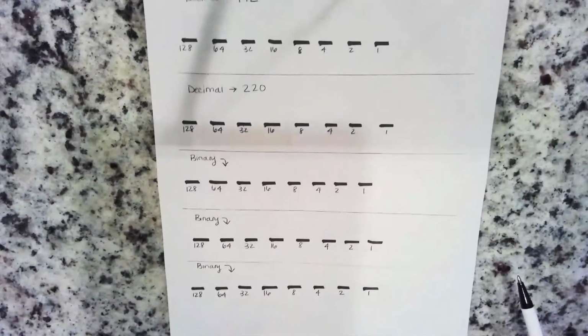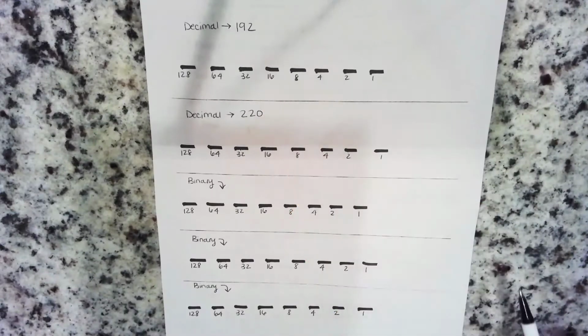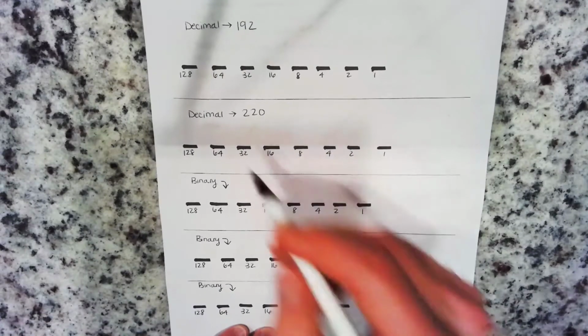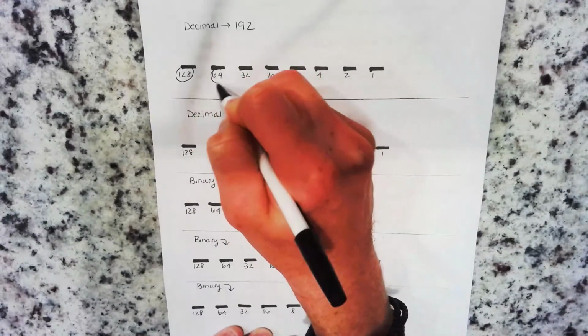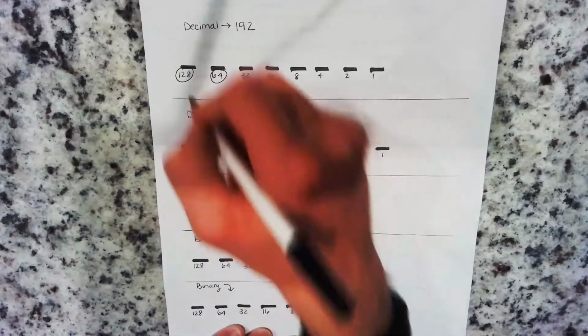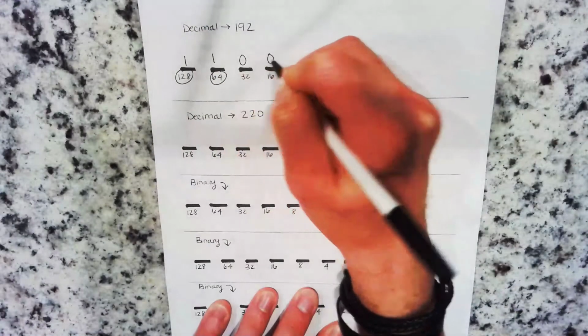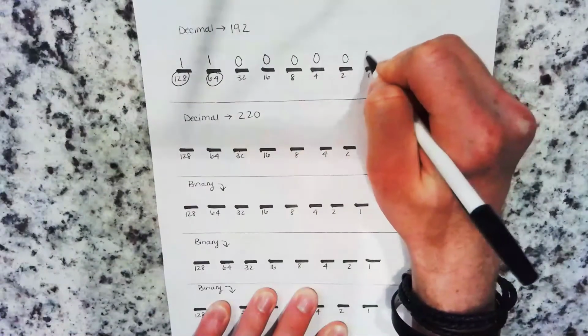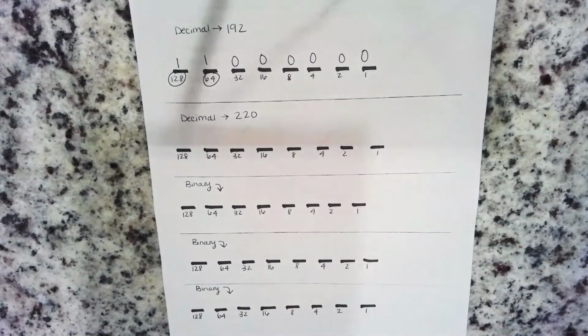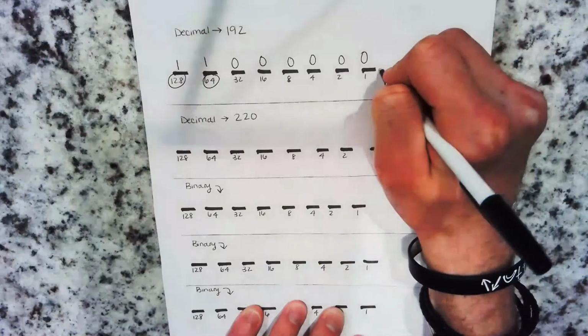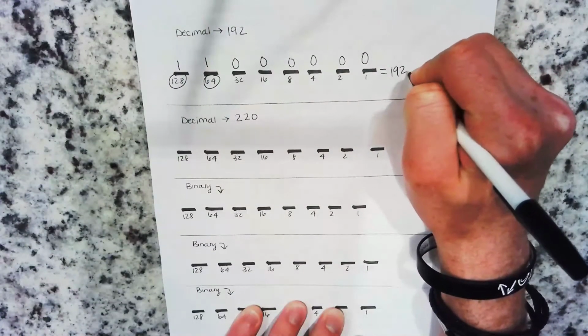All right. So this decimal value is 192. What would we need to add together to get to 192? You may have clued in from our previous example, but 128 plus 64 is 192. So a 1 there and a 1 there. That equals 192. Everything else we can place a 0. So we end up with 1, 1, 0, 0, 0, 0, 0, 0. So that equals 192.